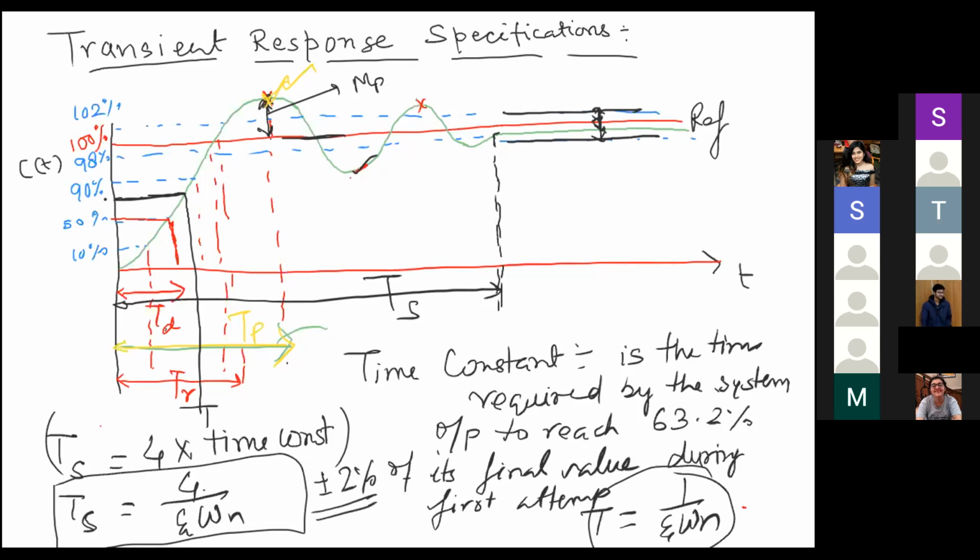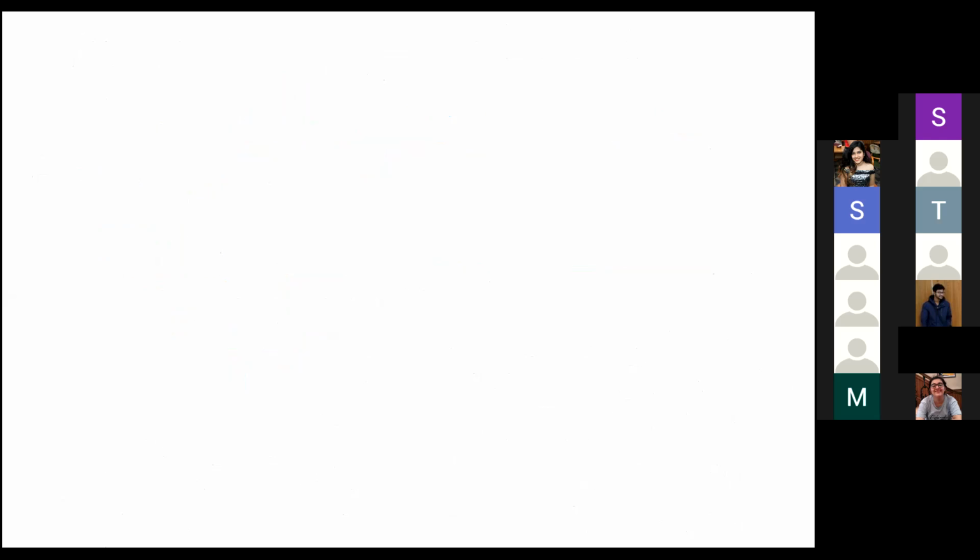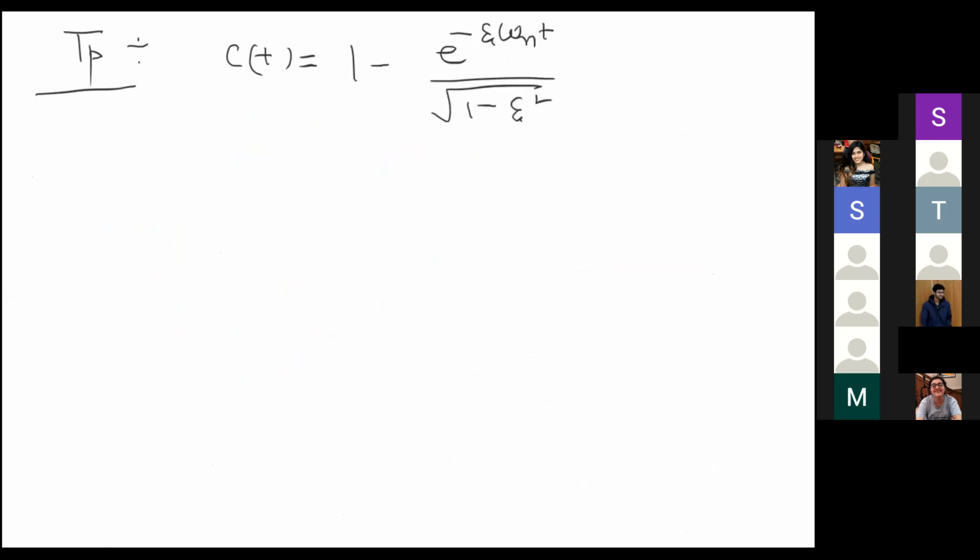Now, if we want to derive all those things, how are we going to do that? Now we are going to study that. First one is peak time, Tp. So as you know, the output response c(t) is 1 minus e to the power minus zeta omega n t upon under root of 1 minus zeta square, and this one is sine of omega d t plus theta, where theta, you know, is tan inverse under root of 1 minus zeta square upon zeta.